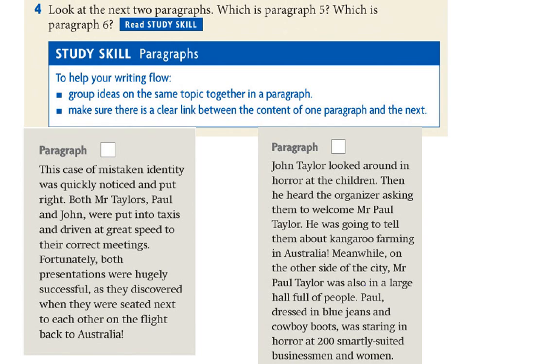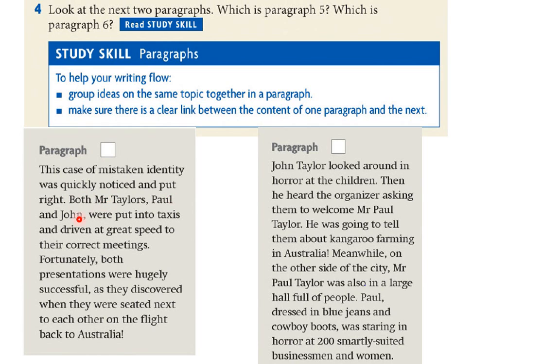So this exercise is to practice what is the meaning of linking paragraphs. Now we have two paragraphs, this one and this one. One of them is paragraph 5 and the other is paragraph 6. It is required to select which one is paragraph 5 and which one is paragraph 6. Let's go to this paragraph, read it, and then read the other paragraph and decide which one is 5 and which one is 6. This case of mistaken identity was quickly noticed and put right.